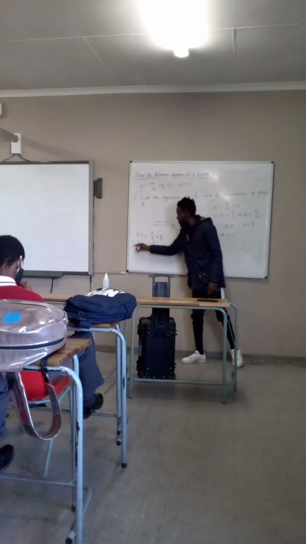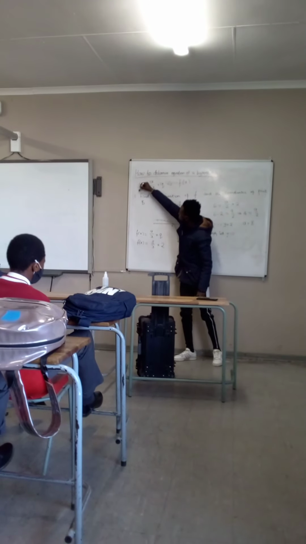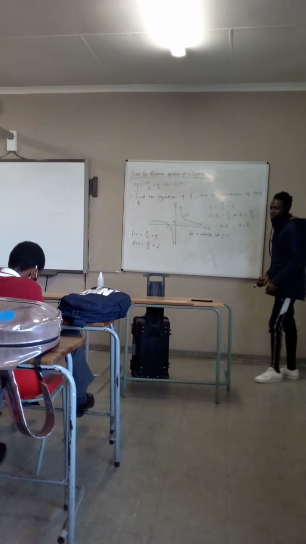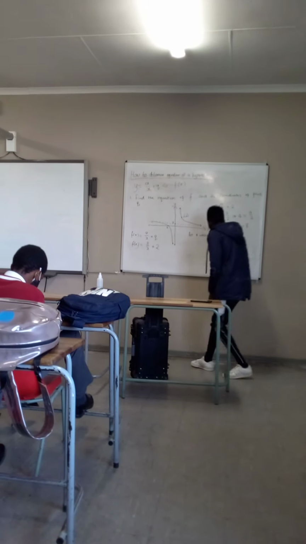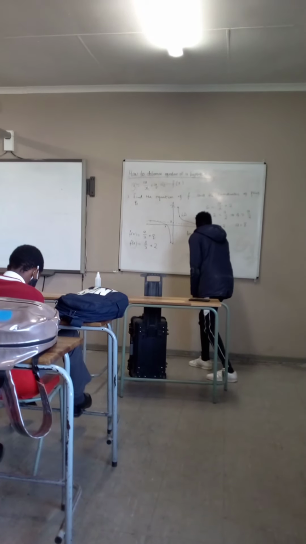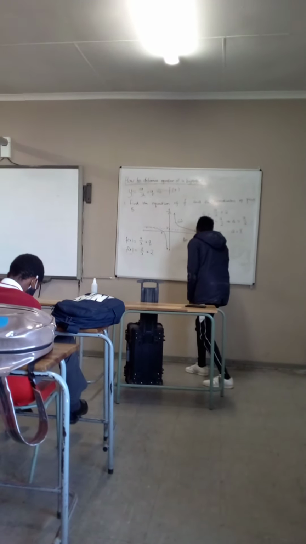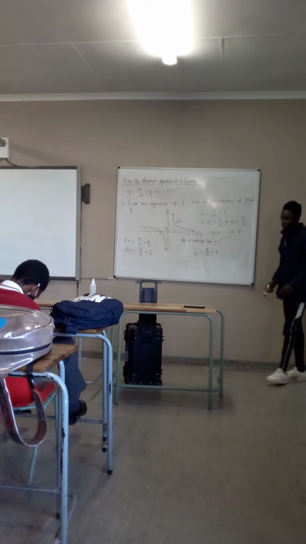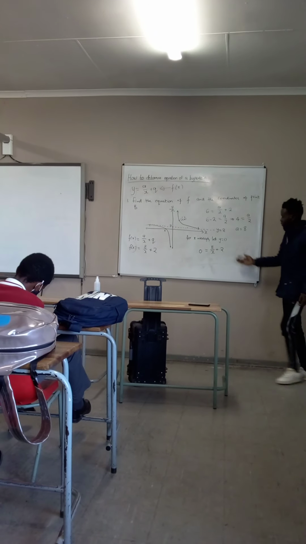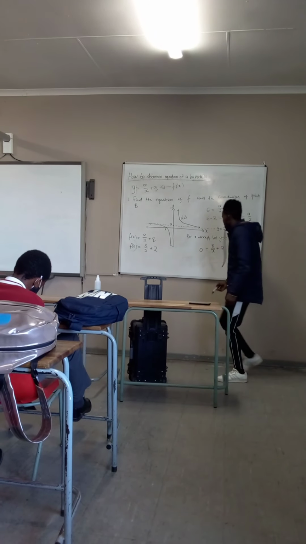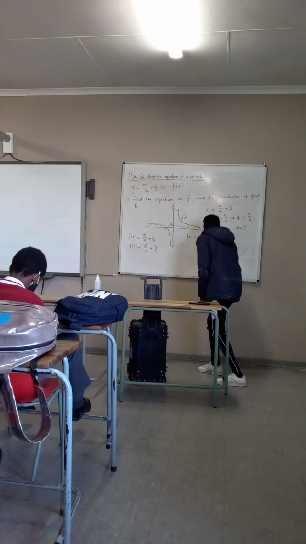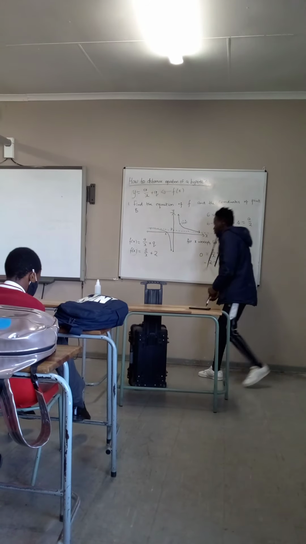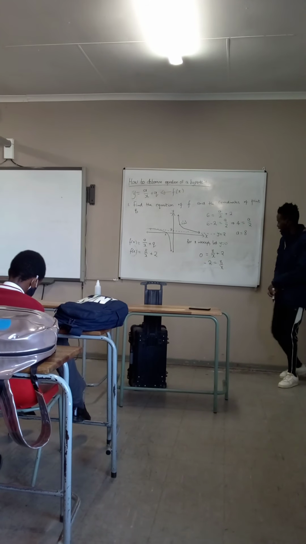So f of x is the same as my y. Do you agree? Where I see my f of x, I put 0. So 0 equals 8 over x plus 2. And then what do I do? I transpose again. I take this 2 to that side, and it's negative 2 equals 8 over x. I cross multiply.